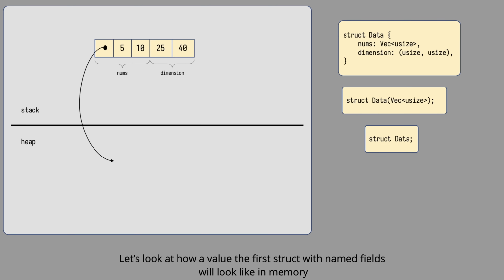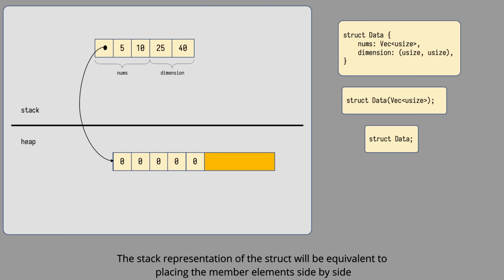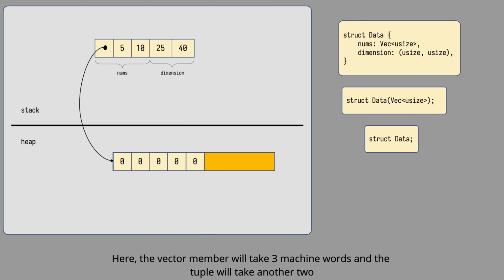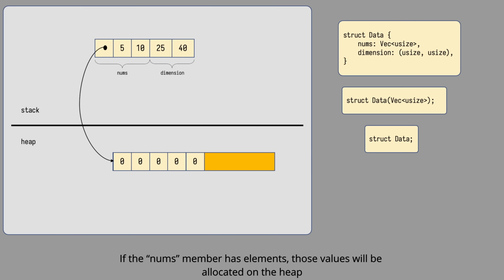Let's look at how a value of the first struct with named fields will look in memory. It has two fields, a vector and a tuple. The stack representation of the struct will be equivalent to placing the member elements side by side. Here, the vector member will take 3 machine words, and the tuple will take another 2. Remember that we are ignoring the alignment and padding here also. If the members have elements, those values will be allocated on the heap.